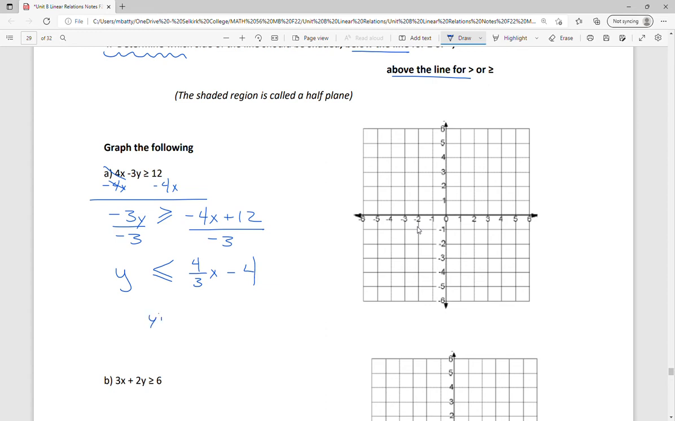My y-intercept here is (0, -4). My slope is going to be 4/3. So let's put these two on the graph. I'd have (0, -4), and then this tells me to go up 4 and over 3 to get to my second point. Because it has an equal to sign, that's going to be a solid line, not a dotted line. And so I draw my solid line, almost straight.